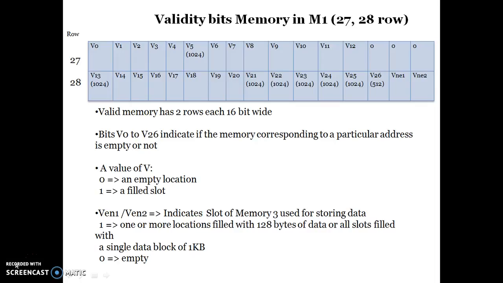We have made use of 7 memory blocks that are 1 kilobyte long. Out of those 7 blocks, 2 of them have been sectored into slots of 128 bytes. The bits VNE1 and VNE2 are used to indicate if those 2 1 kilobyte blocks are filled or not. A value of 1 would indicate that 1 or more locations are filled with 128 bytes of data, or the entire memory is filled with a single block of 1 kilobyte data. If it is 0, then the entire block is empty.